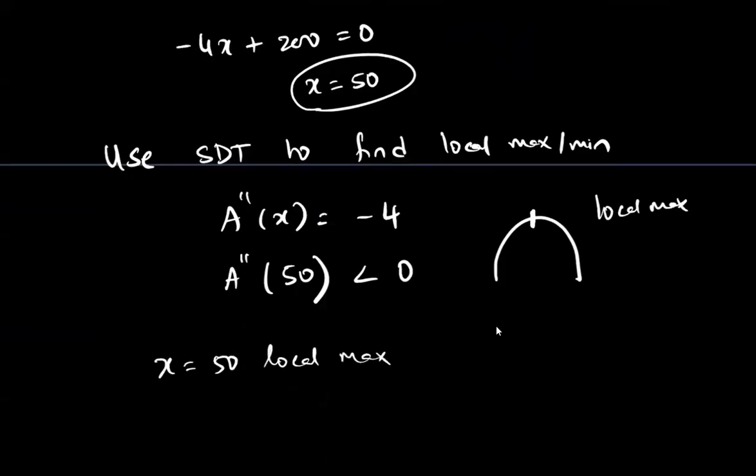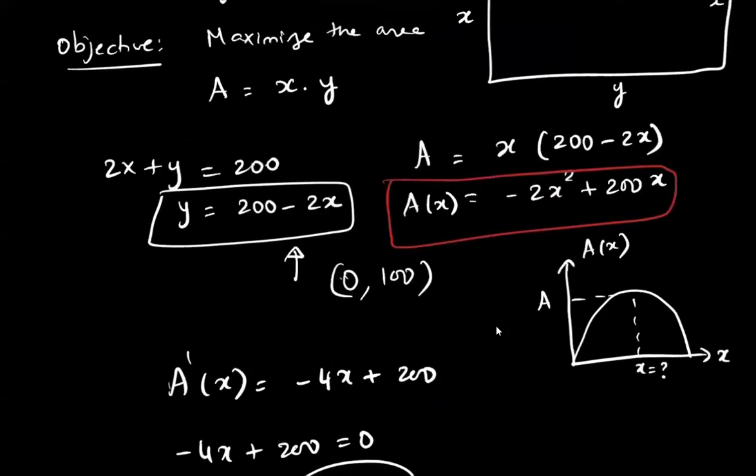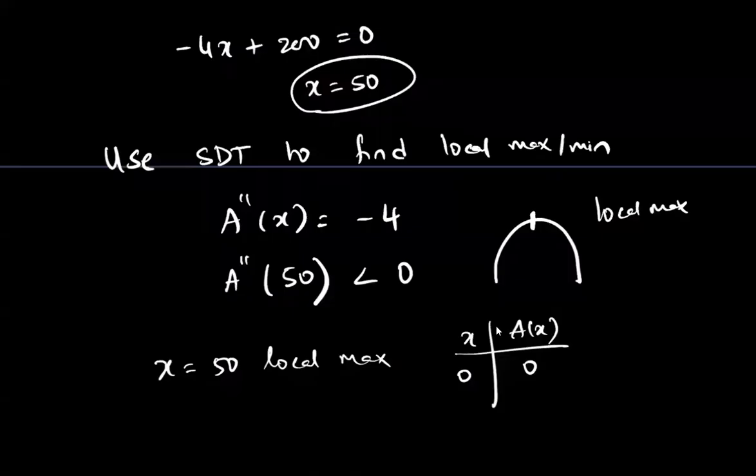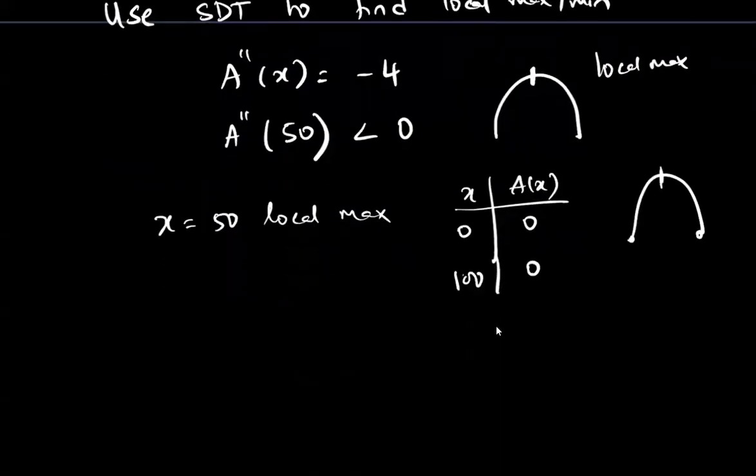Now, how do I know that this is also the absolute maximum? If you look at your endpoints, when x is 0, what happens to the area? When x is 0, my area is going to be 0. When x is 100, my area is still going to be 0, correct? So basically, my two endpoints are going to be 0, 0 and 100, 0, which means that this value has to be also the absolute maximum.